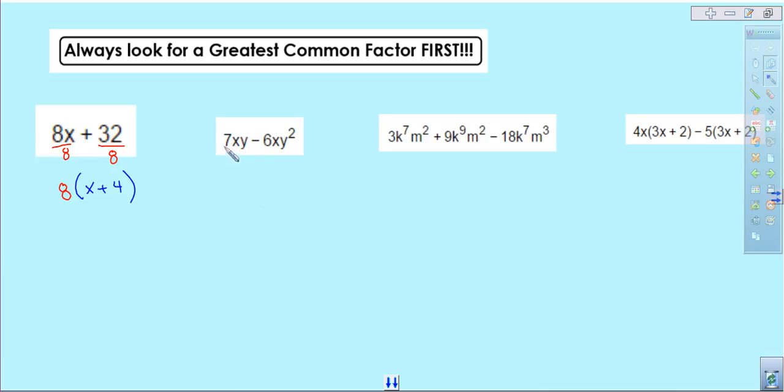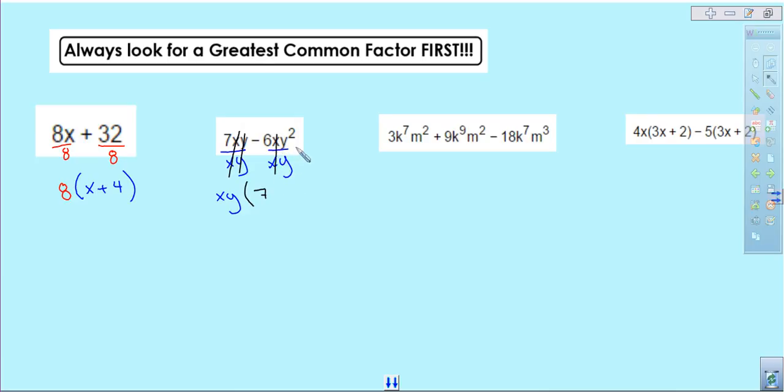Take a look at the second one. What do the first term and the second term have in common? If we scan through, we can see that this one has an x and a y, and this one also has an x and a y. So we pull that x, y out front. That leaves us, if you want to, you can even think about it like canceling. The x's cancel, the y's cancel. That leaves us with 7. Over here, the x's cancel, excuse me.